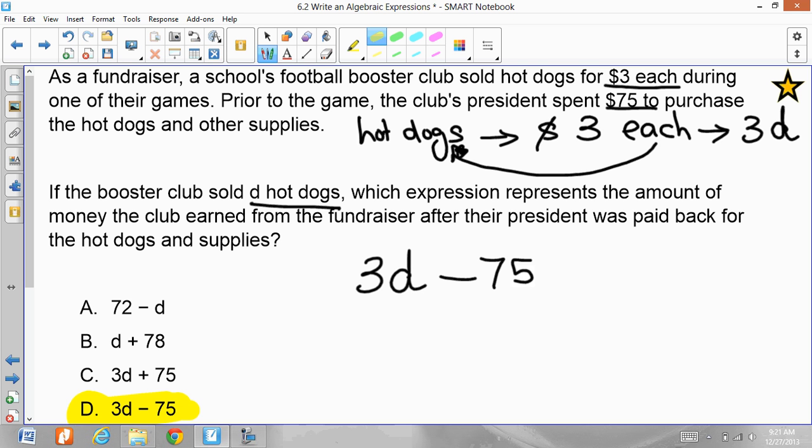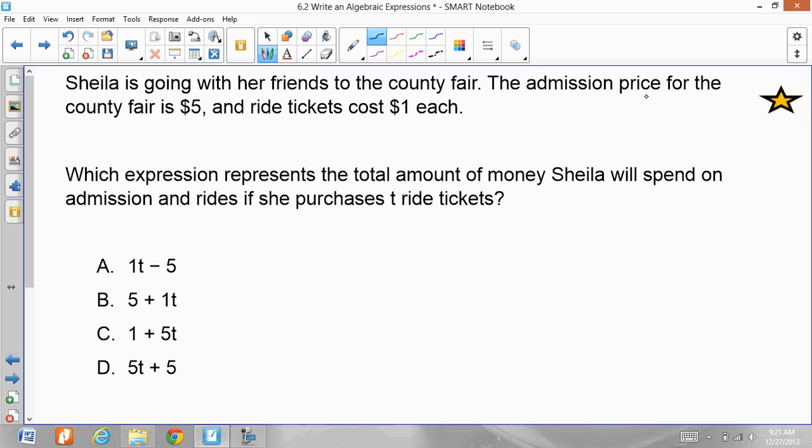Easy question. There are no calculations involved, but it depends on how you read it and analyze it and get the correct answer. So once again, pause the video, read the question, understand the question. Sheila is going with her friends to the county fair. The admission price for the county fair is $5. So you want to write down all this information. Anytime you are tackling any algebraic expressions or variables, you want to write out what you know.